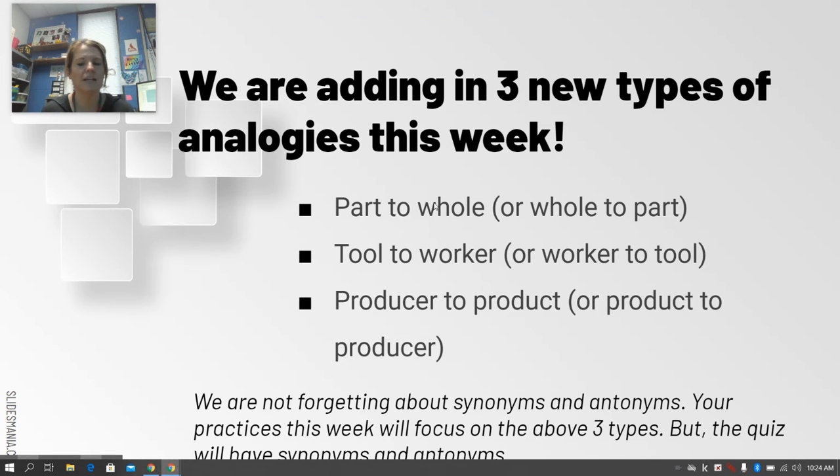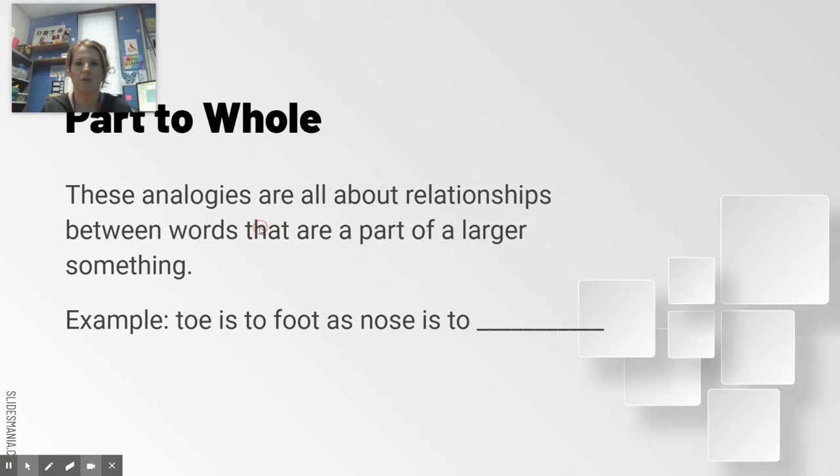And again, we're not forgetting about synonyms and antonyms. Your practices this week will focus on the above 3 types, and then the review quiz at the end of the week will wrap synonyms and antonyms back in, and that's how we'll continue. We'll learn new types, and then each week they'll spiral back in.